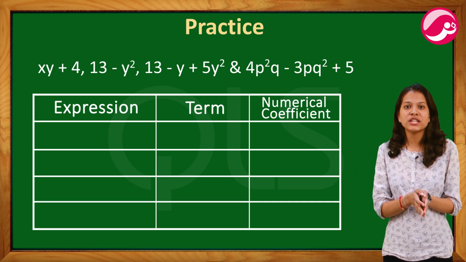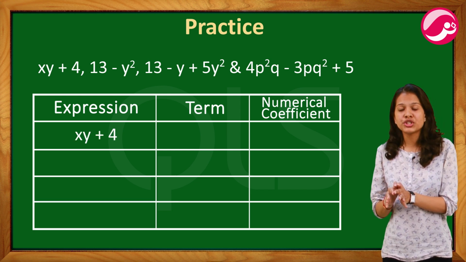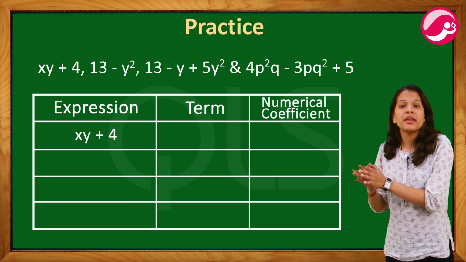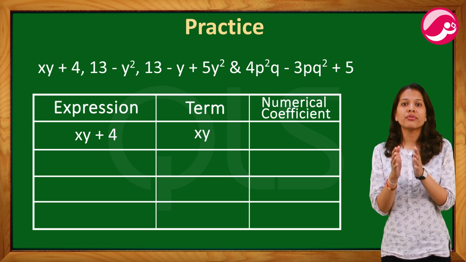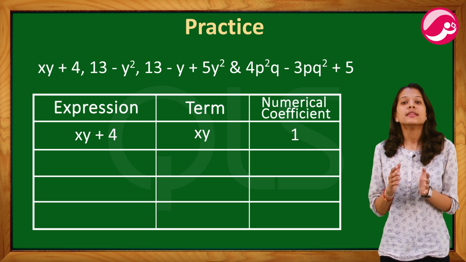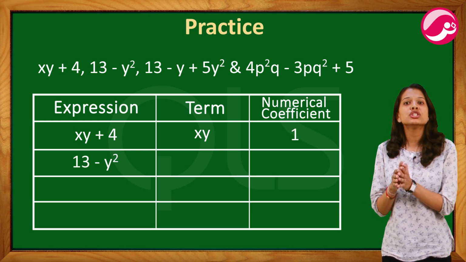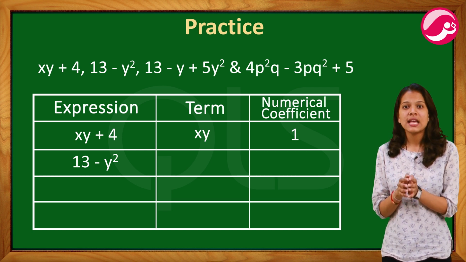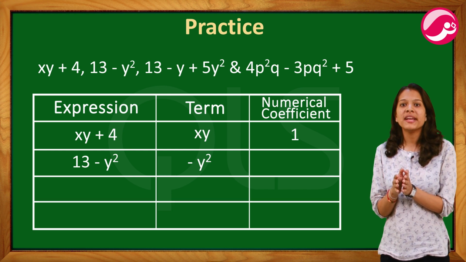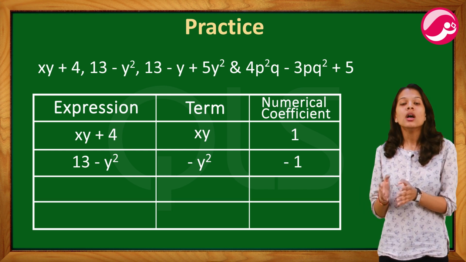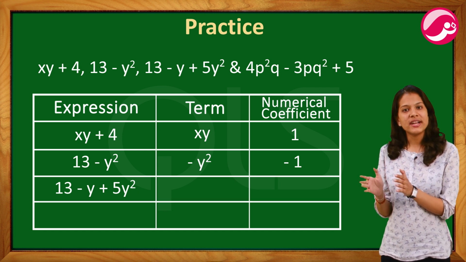So our first expression is xy + 4. The term which is not a constant, that means the term which is a variable, is xy, and the numerical coefficient of xy is 1. The second expression we've got over here is 13 - y². The term which is not a constant is -y², and the numerical coefficient over here of -y² is -1. The third expression we've got is 13 - y + 5y².